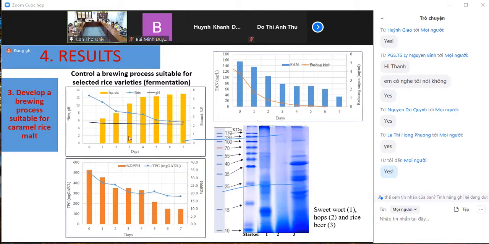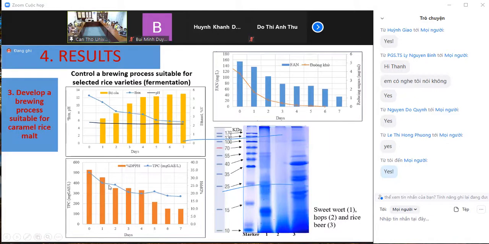We can see there are some ingredients in the wort. We can see the TBC degree, degree of fermentation and reducing sugar. After 4 or 5 days, we get the green beer. So in green beer, we can see there is a residual protein of about 14 kilodalton.